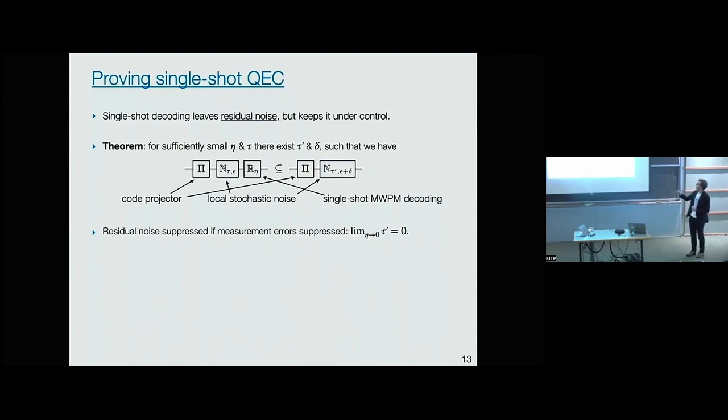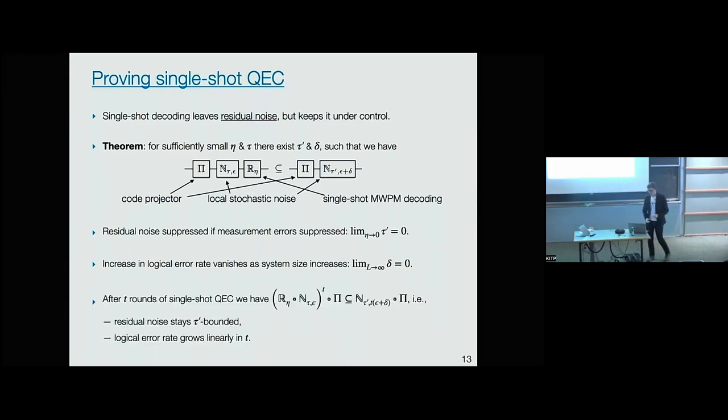The error rate of the residual noise, tau prime, is suppressed if the measurement error rate, eta, is suppressed. Basically, in the limit of eta going to 0, in the limit of perfect measurement, we would be able to eradicate the residual noise. It's going to be gone. That's the first part. And the second part is that the increase in the logical error rate, this delta parameter here, vanishes if we just keep growing our system. So in the limit of infinite system, the increment in the logical error rate would be basically 0.